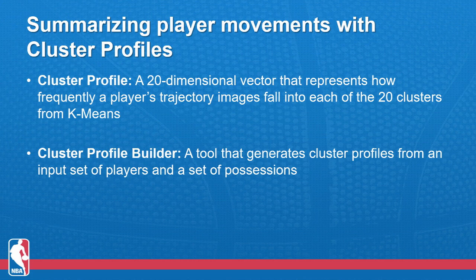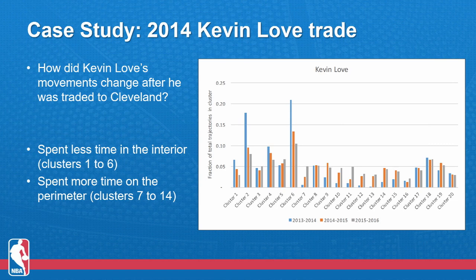A cluster profile is essentially a summary of a player's aggregate movements over the course of many possessions or many games. We use this result to develop a tool called the Cluster Profile Builder that can generate a cluster profile from any input set of players and any input set of possessions. The set of players can be an individual player, an entire team, a given position, and so forth. And the set of possessions can be from a single game, a set of games, a range of dates, or even an entire season.